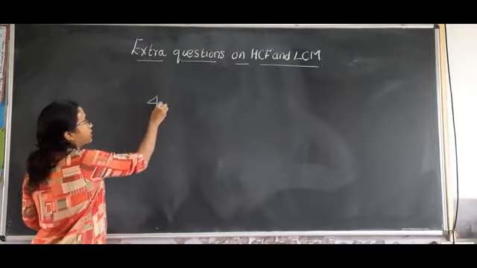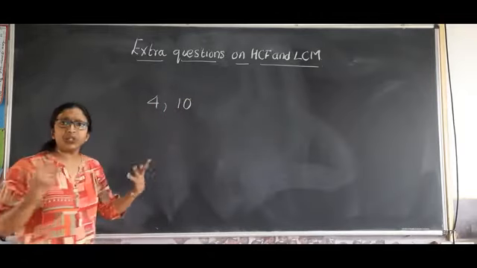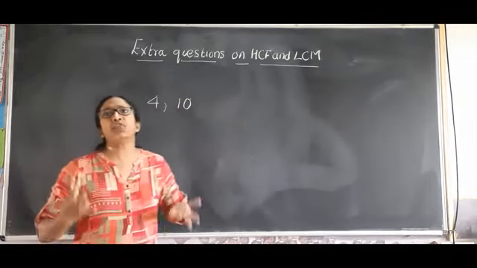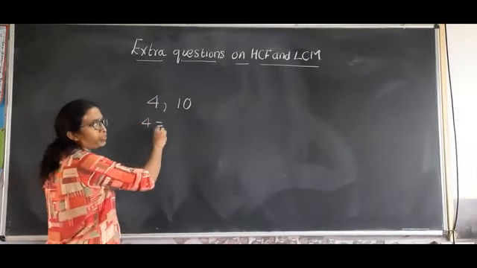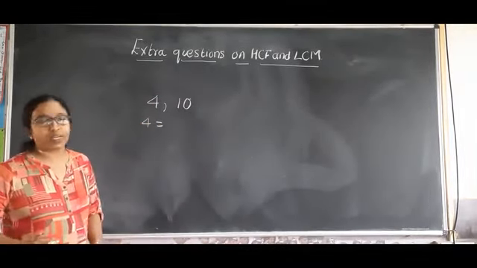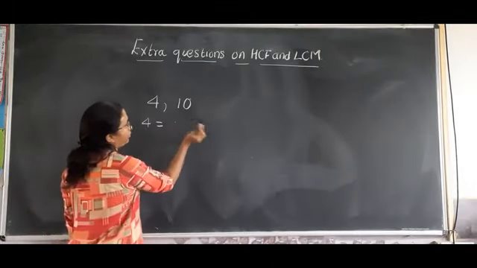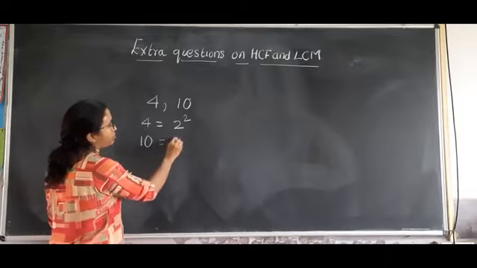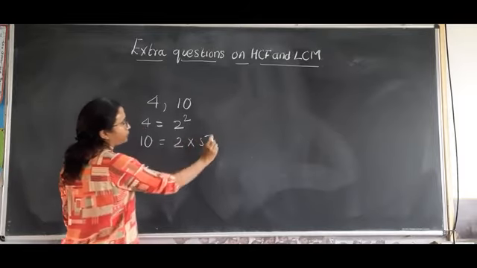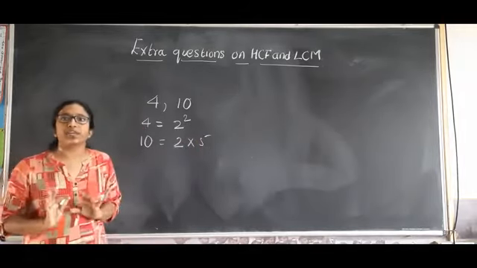Let's take a simple example. I've taken two numbers 4 and 10. Let's try to find HCF and LCM. We all know that we'll do the prime factorization method, that's quite easy. So 4 can be written as 2 square, and 10 can be written as 2 into 5. I have just done the simple prime factorization.